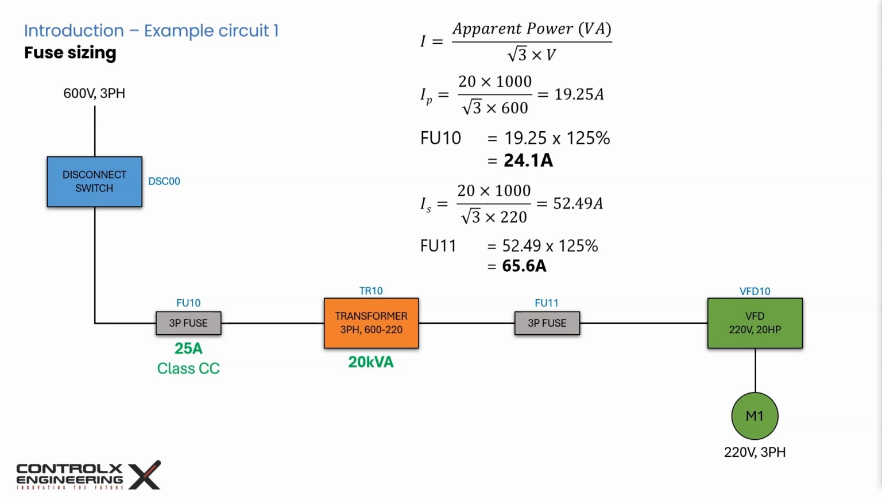Following similar steps, we can calculate the current on the secondary side as 65.6 amps. Selecting the next standard size gives us a 70 amp fuse rating. For this application, we will go with class J fuses, which have ampere ratings up to 600 amps. They are commonly used for motor loads and transformer secondary protection. Class J fuses work effectively for this application, as they provide excellent current limiting properties and high interrupt ratings.